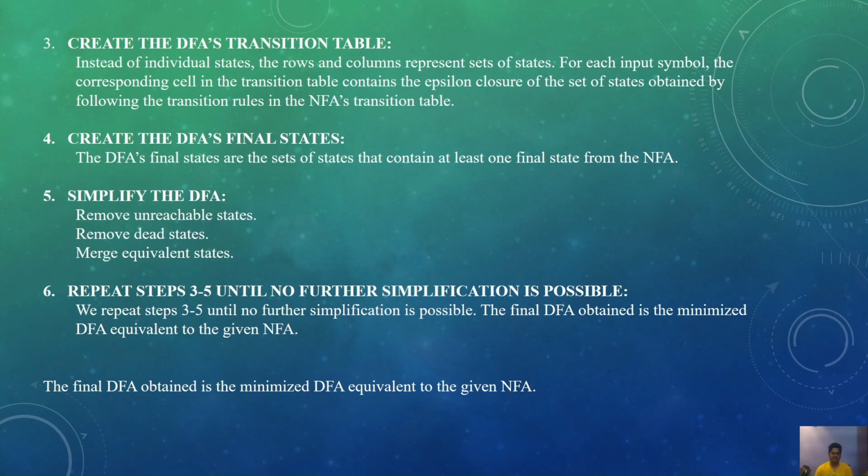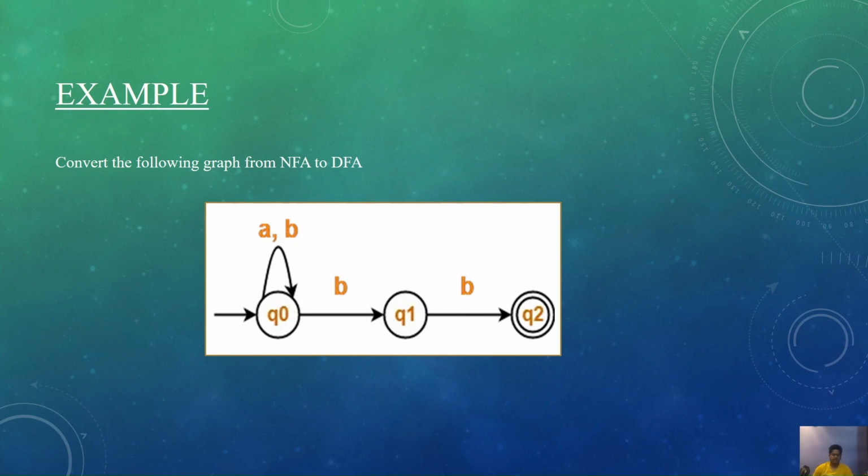Step 5. We simplify the DFA. We remove the unreachable states, remove the dead states, and merge equivalent states. Step 6. We repeat steps 3 to 5 until no further simplification is possible. The final DFA obtained is a minimized DFA equivalent to the given NFA. Now let's take a look at an example.